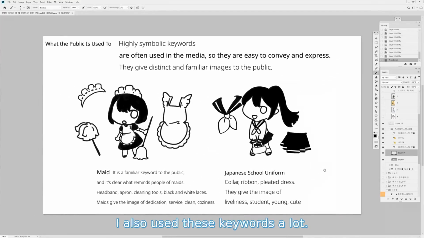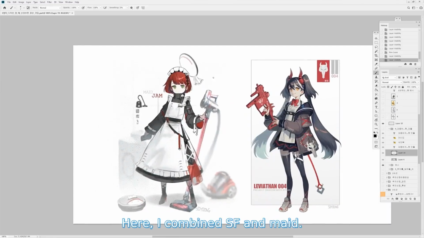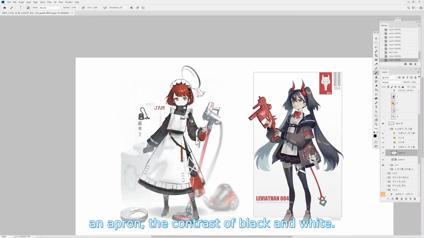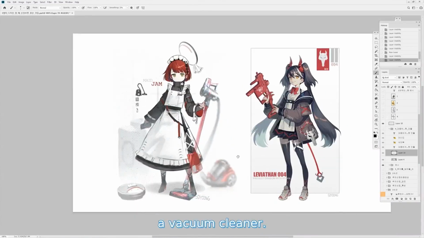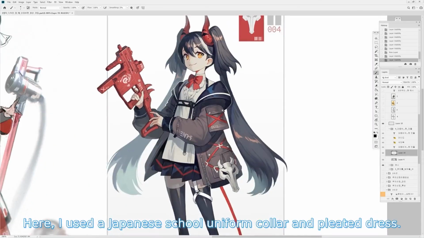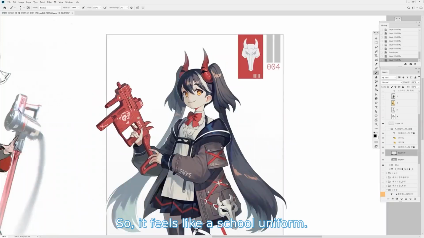I also use these keywords a lot. Here I combined SF and maid. Here, we have a ruffled headband, an apron, the contrast of black and white. There's also a cleaning tool, a vacuum cleaner. Here, I used a Japanese school uniform collar and pleated dress, so it feels like a school uniform.